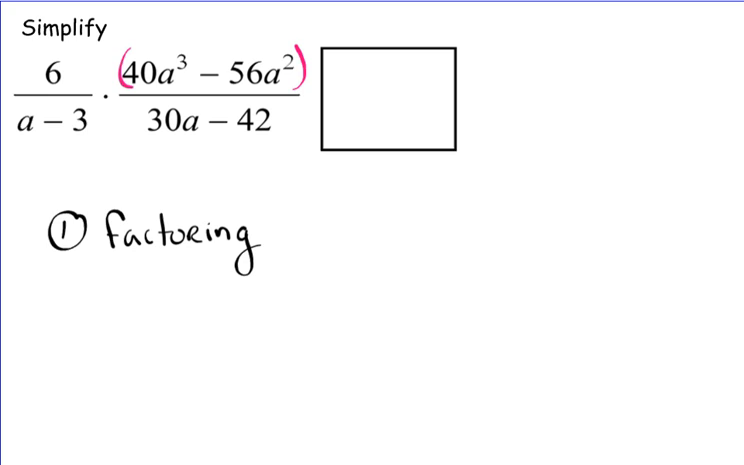Let's look at the numerator of this one and factor it. 40a cubed minus 56a squared. Well, they have an a squared in common, and they also have, let's see, an 8. So that would give me 8a squared times 5a minus 7. So that would be my new numerator.